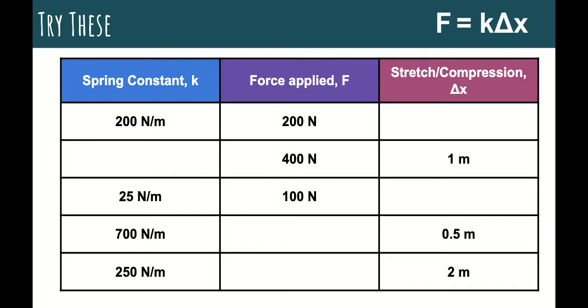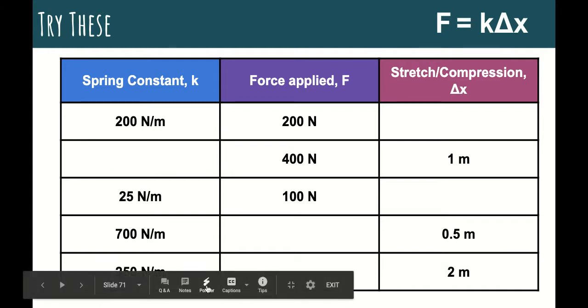So the force applied will change based off of how much you're compressing or stretching the spring. And then the stretch or compression obviously will circle back and be affected by how much force is applied. So if you're going to figure these out, the first one, we have a spring constant of 200 Newton meters. Force applied is going to be 200 newtons, so for the stretch or compression we're going to have to divide these. So you're going to have the force divided by the spring constant. In this case, 200 divided by 200 is just going to be 1.